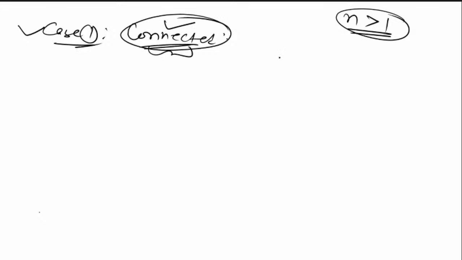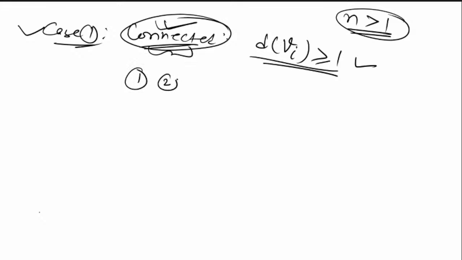Now, if this is connected, then what will happen? Then every vertex will have at least 1 degree. So you can say that the degree of Vi is greater than or equal to 1. Every vertex will have at least 1 degree, because we cannot have a 0 degree vertex if this graph is connected. Are you getting this point? So that's why a 0 degree vertex is not possible. Degree 1 is possible, degree 2 is possible, and what is the maximum degree that is possible? That will be n minus 1. This is the maximum degree that is possible.